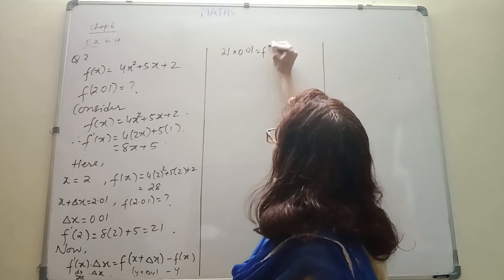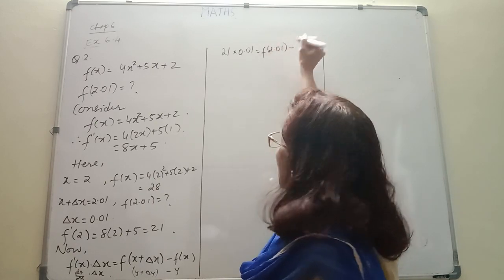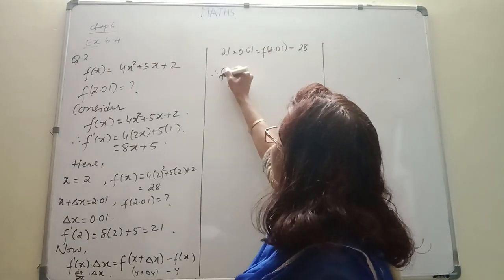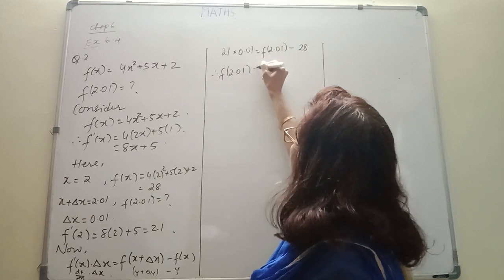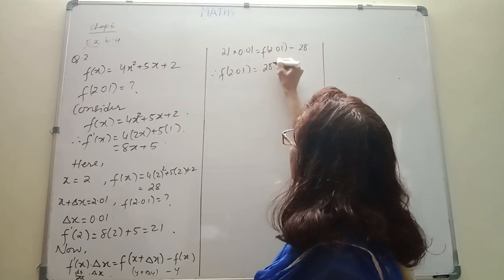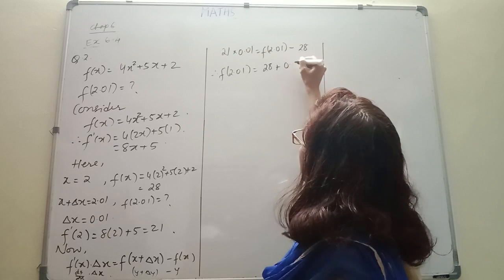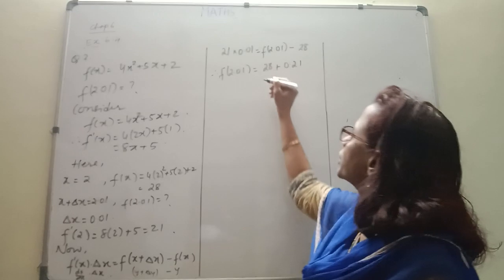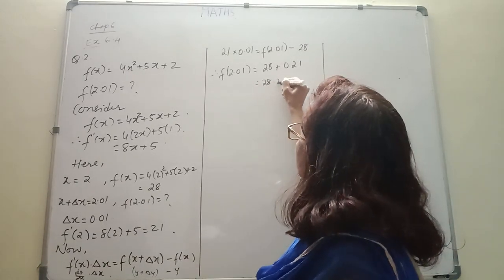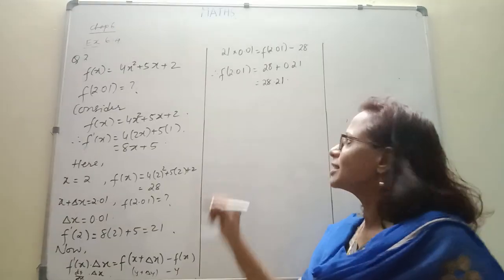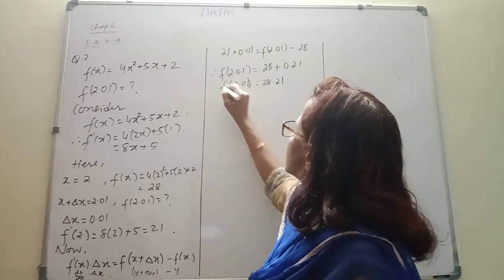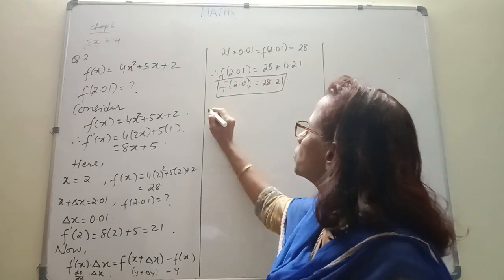f at 2.01 we have to find. And f at 2 we have found out, it is 28. So it's going to be very, very easy for us to find out f at 2.01. f at 2.01, 28 is going on the other side. 28 plus 0.21. Now 21 into 0.01 is 0.21. We can add it up very easily and it comes to 28.21. That's it. That's our answer. f at 2.01 is 28.21. That's about it.